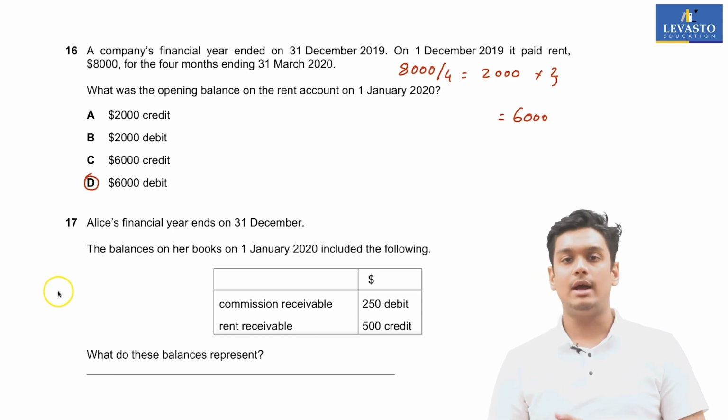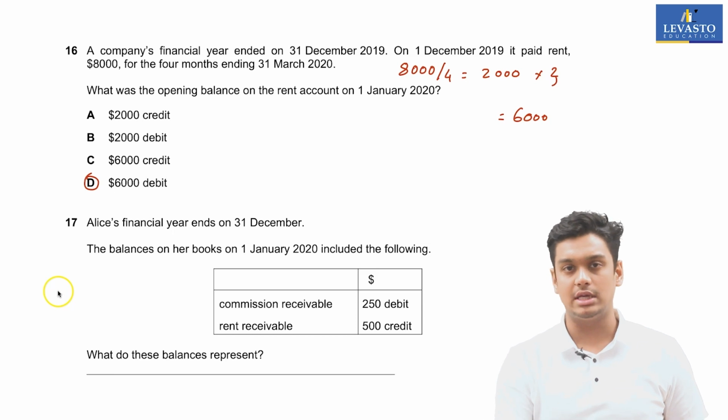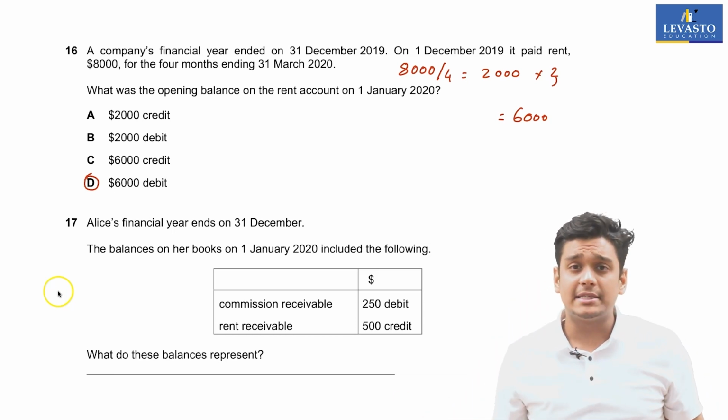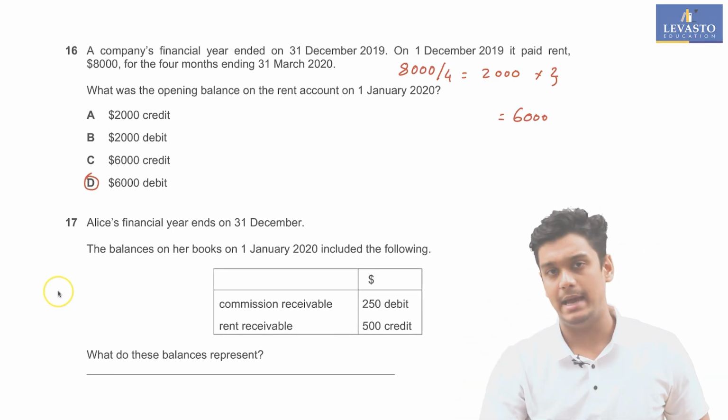Last year you paid 3 months extra. This year, what's the opening balance? 3 months extra, 2,000 per month will give you 6,000. It's an asset for you. It's a prepaid expense. Therefore, it's a debit balance.